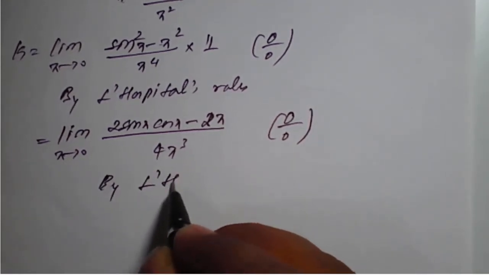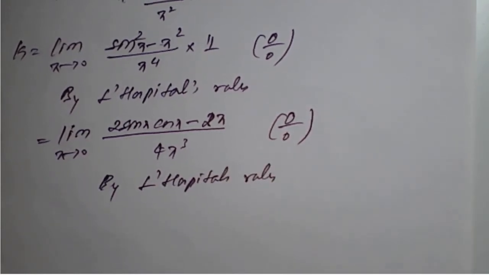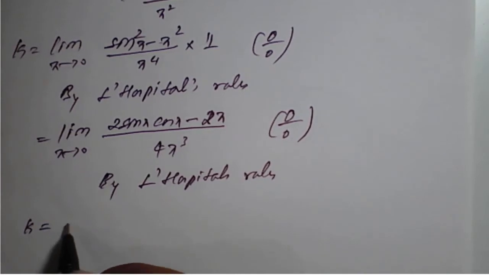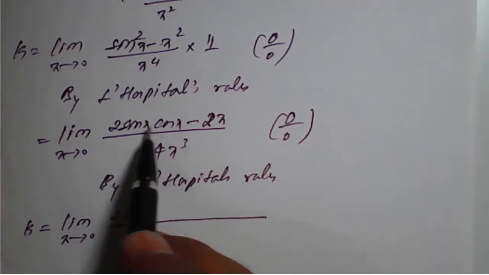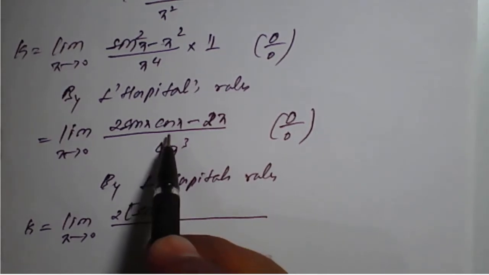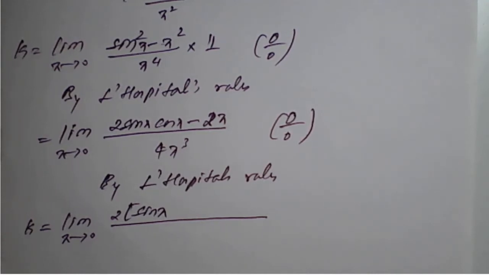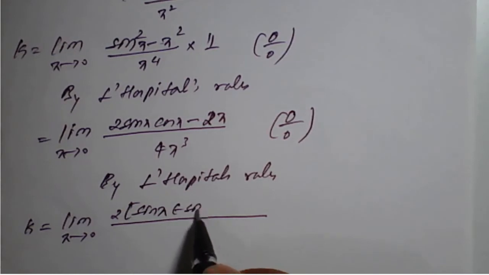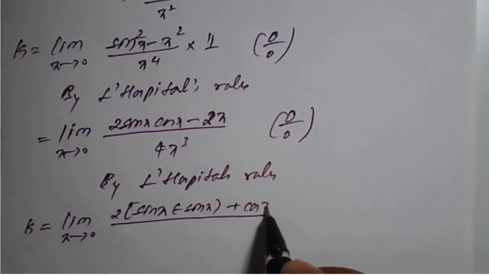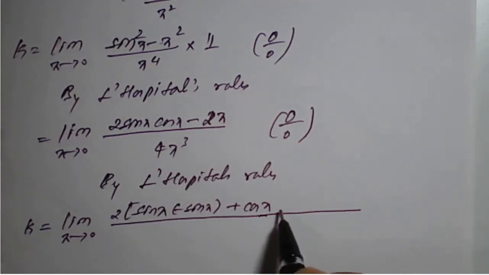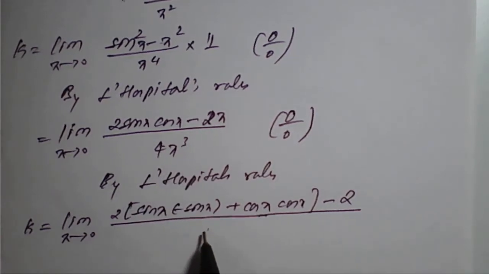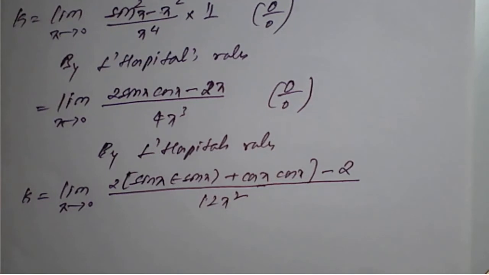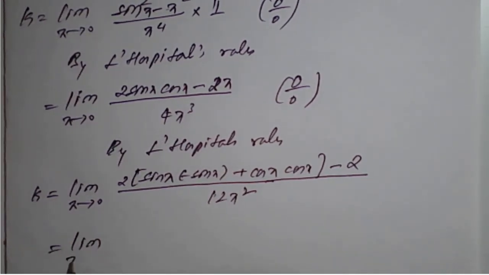By L'Hospital's rule, k is equal to limit x tends to 0, 2 outside, so we need to apply the product formula. I will keep sine x as it is, differentiation of cos is minus sine x, plus keep cos x as it is, differentiation of sine is cos x, close it, minus the differentiation of 2x, which is 2, divided by the differentiation of 4x cube, which is 12x square. So first rearrange everything, then we can think of applying the limit. Limit x tends to 0 as it is.